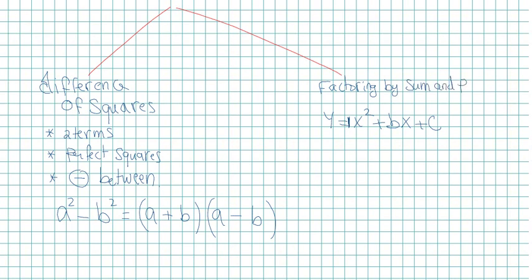Okay, now if we're doing factoring by sum and product, what am I looking at? How do I do the factoring by sum and product? Aiden? Other way around. Multiplies. That's right. So you're looking for two factors that multiply to C and add to B.